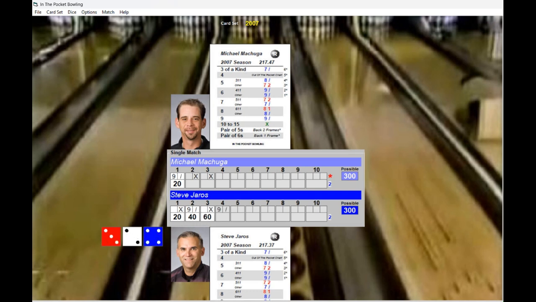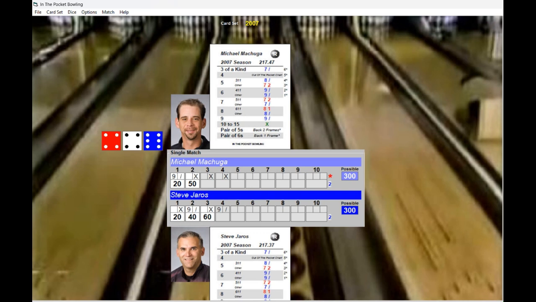Fourth frame, Jarls will throw 3-2-4. 2-3-4. Spare the ball. So a spare for him. He's got 62-3. Machuga throws a 4-4-6. That's a strike. That's a big strike there. And he knows what he's doing. So that's 3 straight strikes for Machuga.